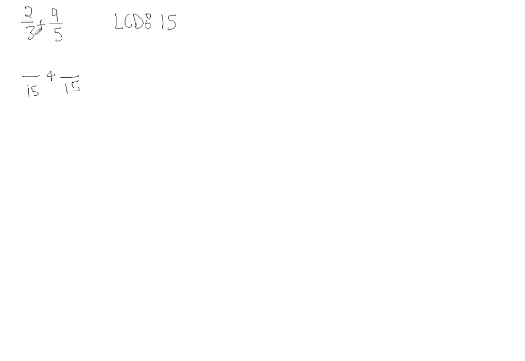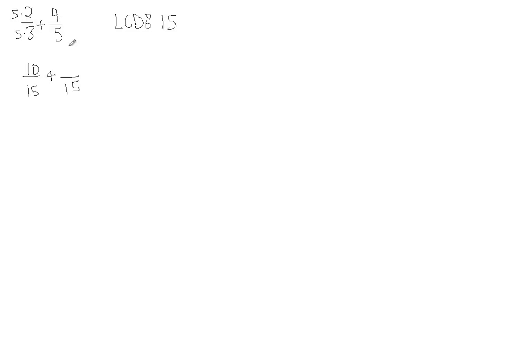Let's do 2/3. 3 times what will give us 15? Well, 3 times 5. What we do in the denominator, we need to do in the numerator. We're essentially multiplying 2/3 by 5 over 5, or 1, which essentially doesn't change the value, it only changes the form. So 5 times 2 equals 10. So 10 over 15 is the same as 2 over 3.